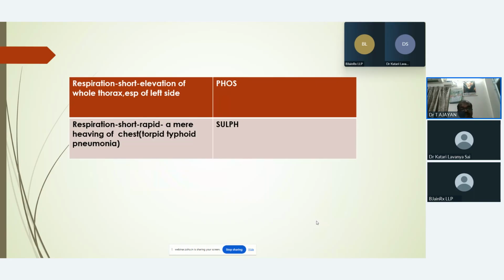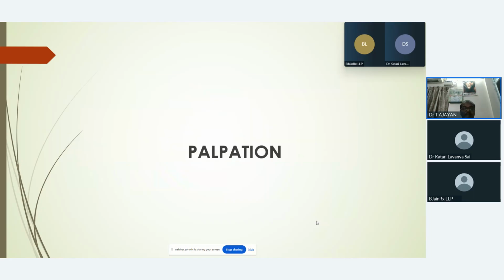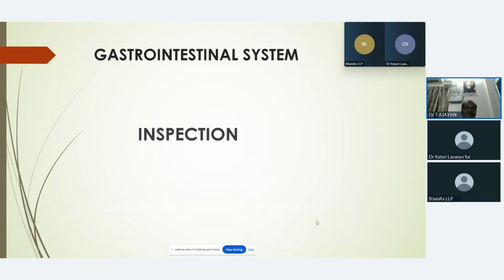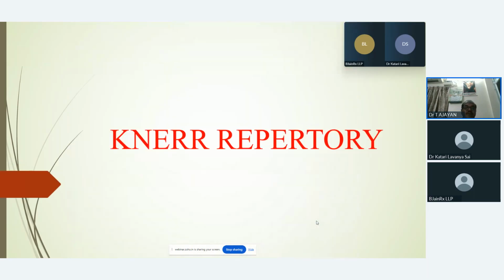A number of medicines are also there. Here I am highlighting symptoms collected only from Knerr repertory. Because in my day-to-day practice, I am trying to collect the physical examination rubrics from different repertories. But unfortunately, in all the repertories, only a few rubrics are there.